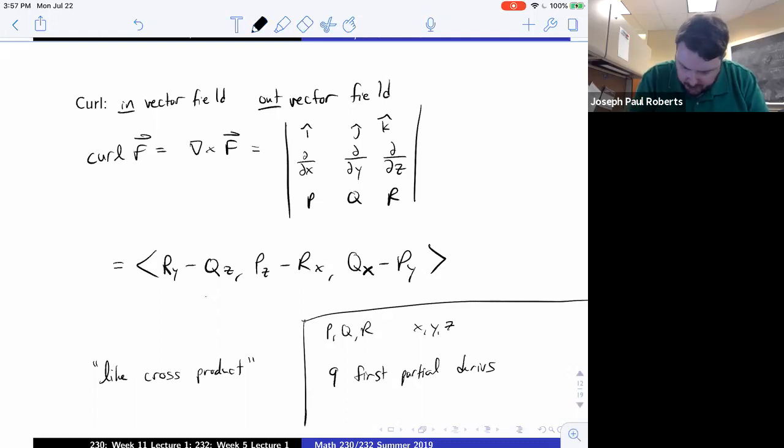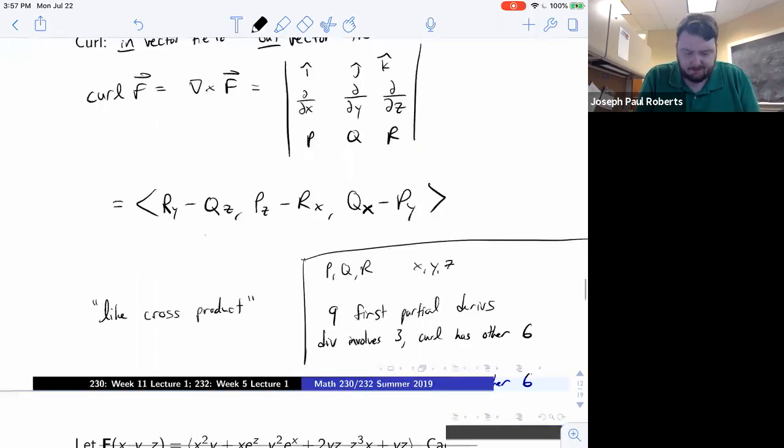I hope I wrote that right and maybe got goofed up by an undo. But yeah, it's RY minus QZ, as you can see. All right. So div involves 3, and curl has the other 6. So together, each of the 9 possible first partial derivatives shows up either in curl or in divergence.